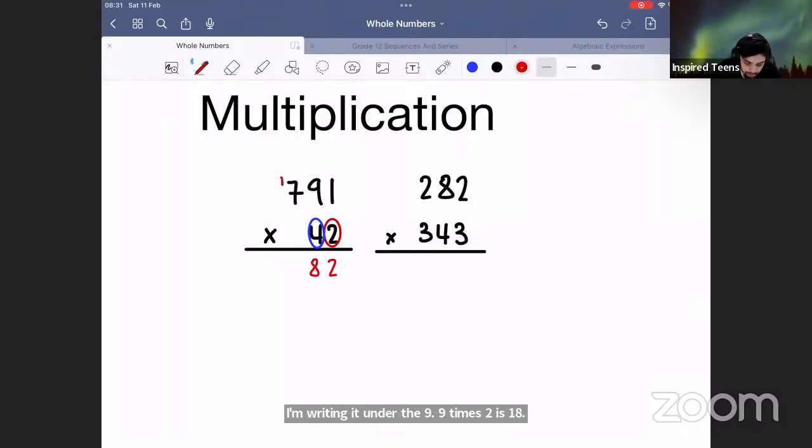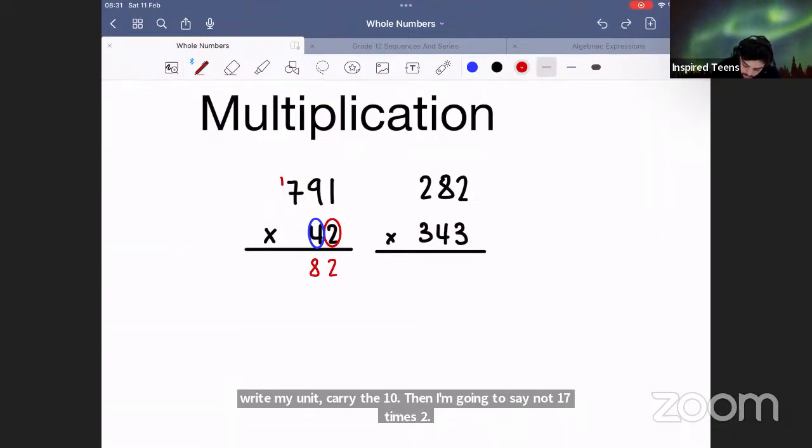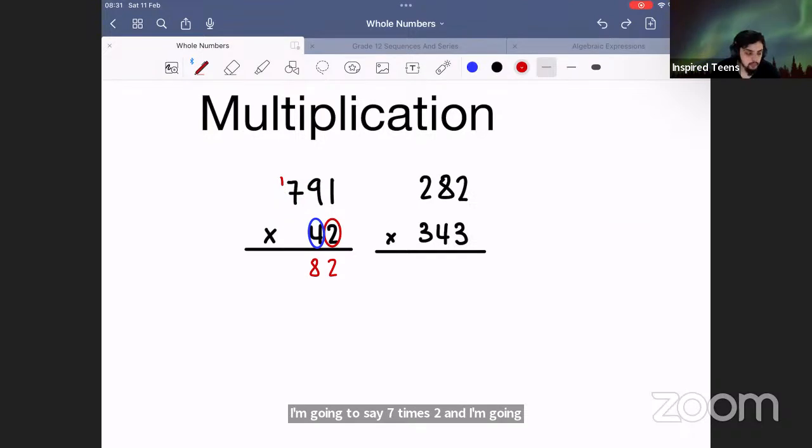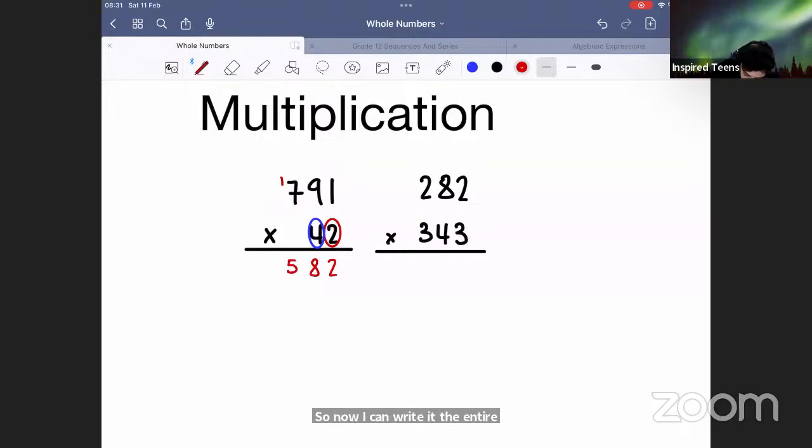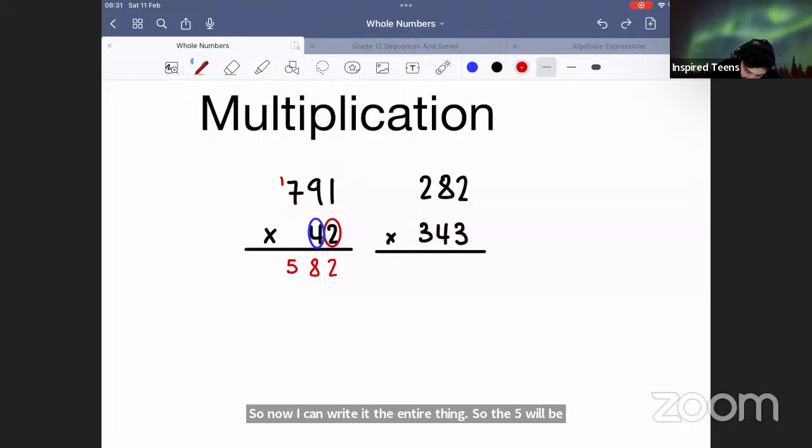Then I'm going to say, not 17 times 2, I'm going to say 7 times 2, and I'm going to add the 1. So 7 times 2 is 14. If I add that 1, I get 15. Now, the reason I write the entire 15 is because there's no fourth number to carry the 10 to. So now I can write the entire thing. The 5 will be under the 7, and the 1 will be to the left of that. So everything is in line.